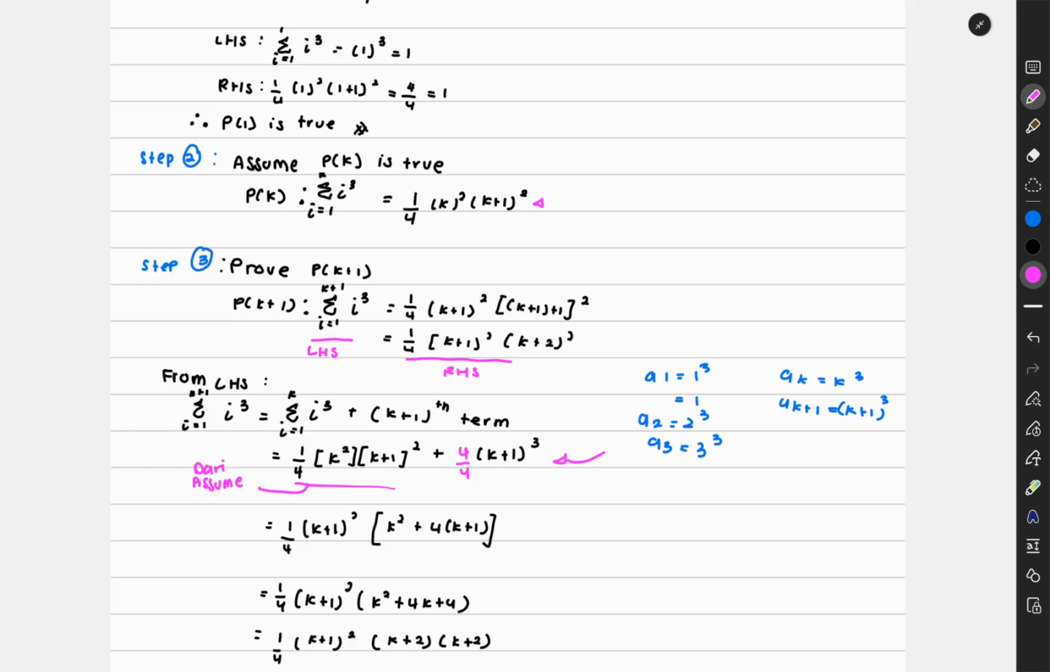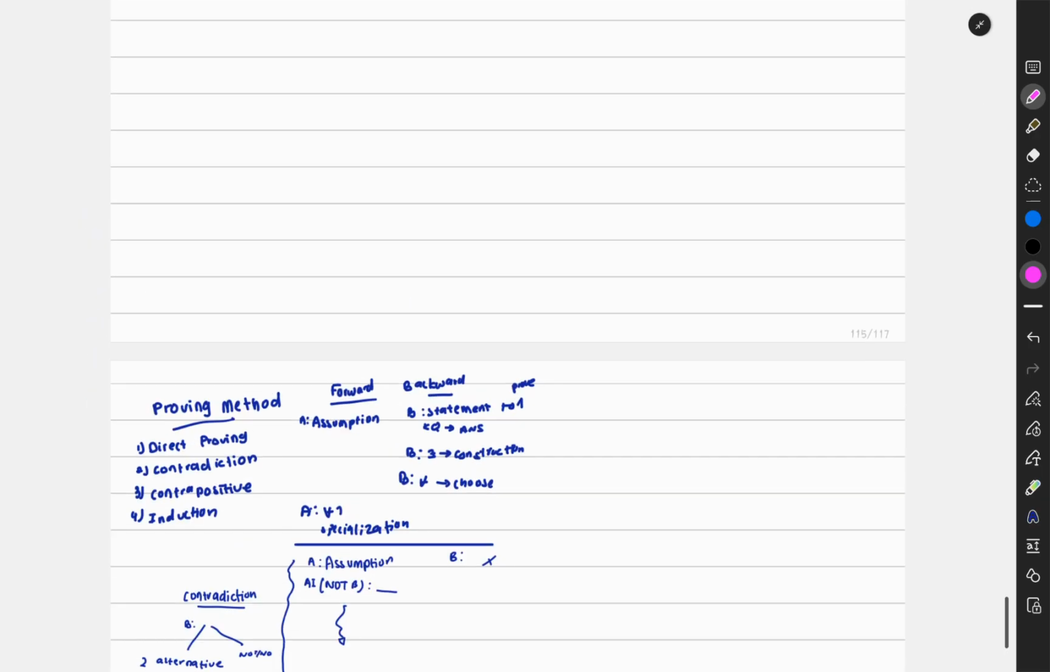It uses induction. Actually, there's another part under induction. Under induction, we will discuss it next month, because it's not the same. Wait a moment.